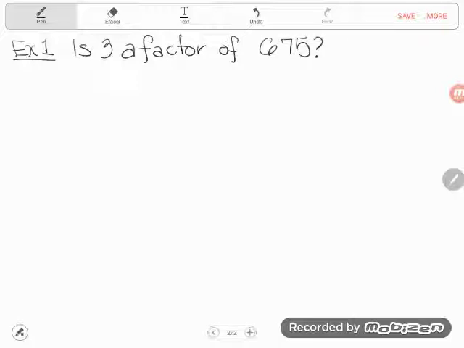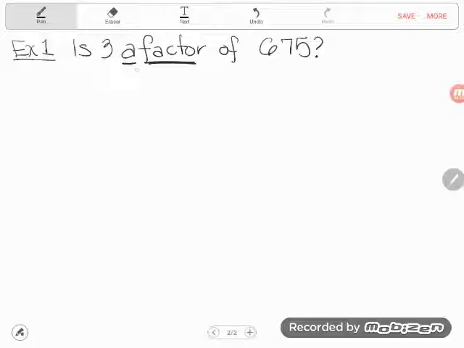In the first 5 problems of the GED, you will have divisibility problems. So someone could just straight up ask you, is 3 a factor of, and they could give you a giant number like 675. So is 3 a factor of 675? Hopefully you guys know that when I ask if something's a factor, I'm asking if 675 is divisible by 3. 3 is called the factor if 675 is divisible by 3. So I'm asking if 3 divides into 675 perfectly. Or another way of thinking of it, I'm asking if 675 is on the 3 times tables.